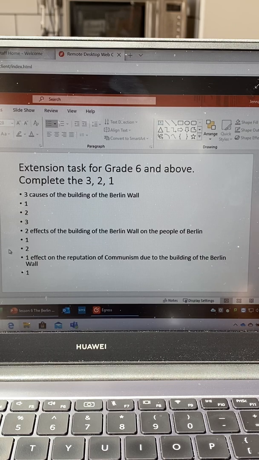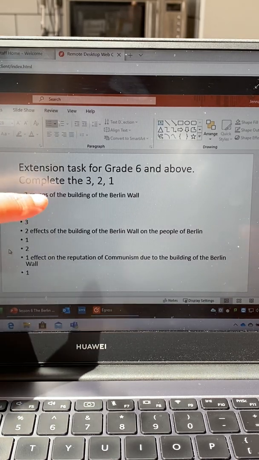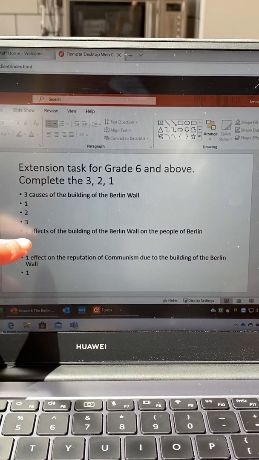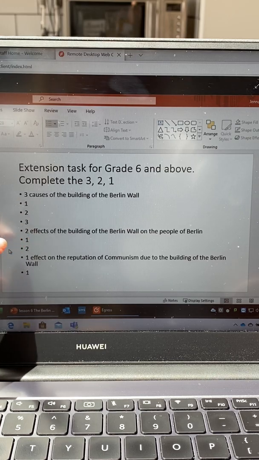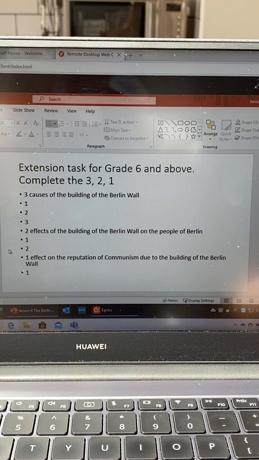Then we've got a quick, focused little extension task for grade 6 and above. All right, a 3, 2, 1. So can you think of 3 reasons why this wall was built? Can you think of 2 effects of the wall being built? And then can you think of 1 effect on the reputation of communism? All right, so short little focus, 3, 2, 1.